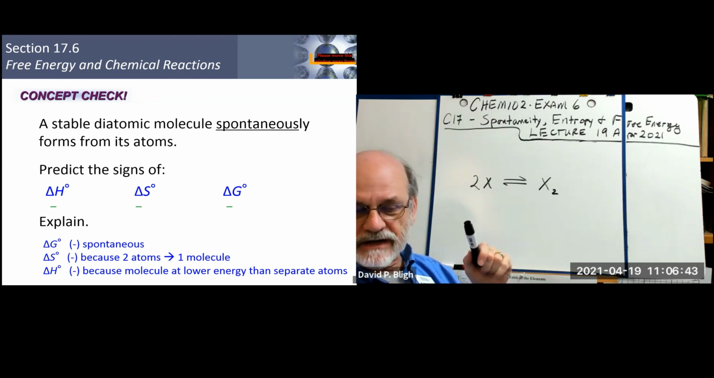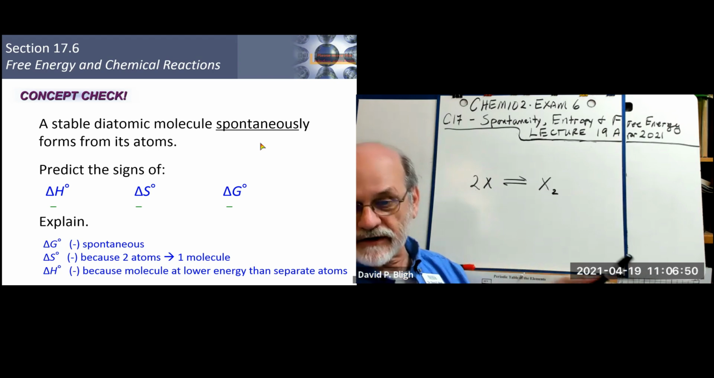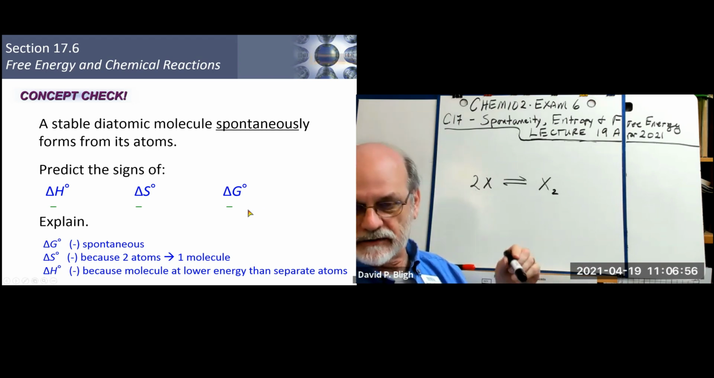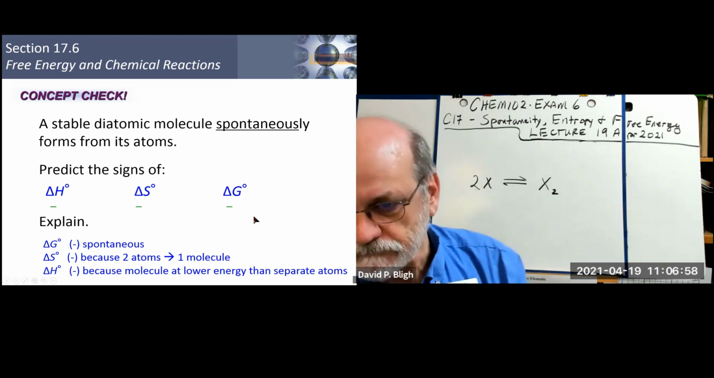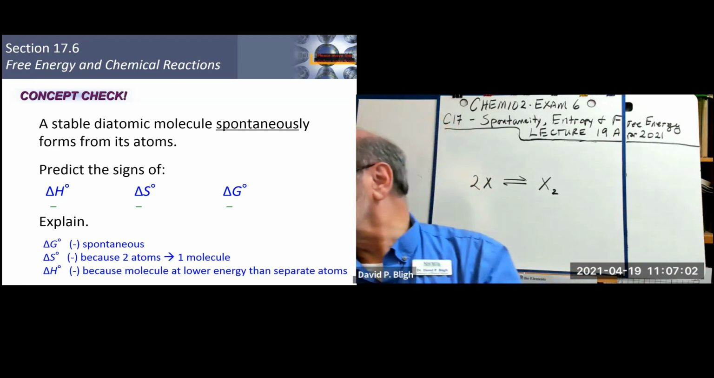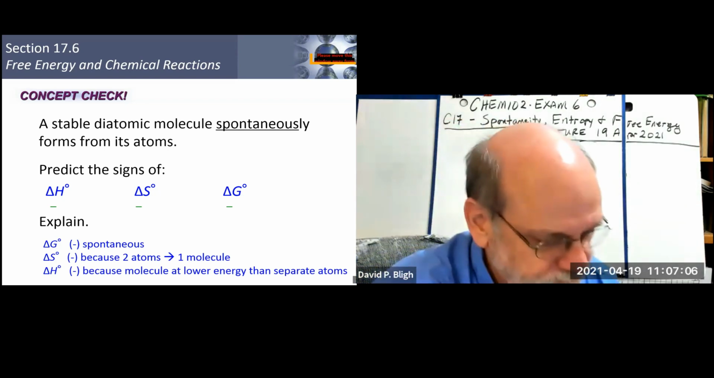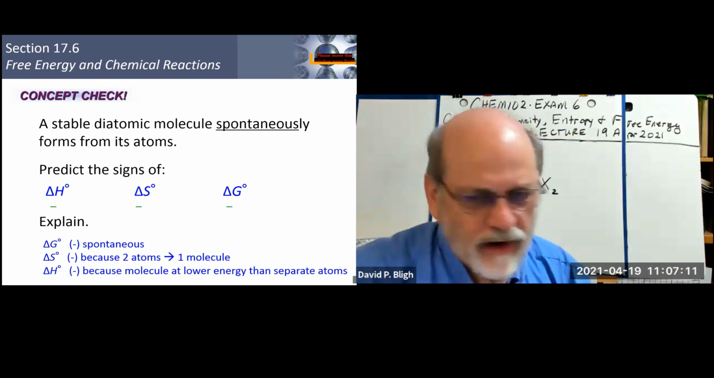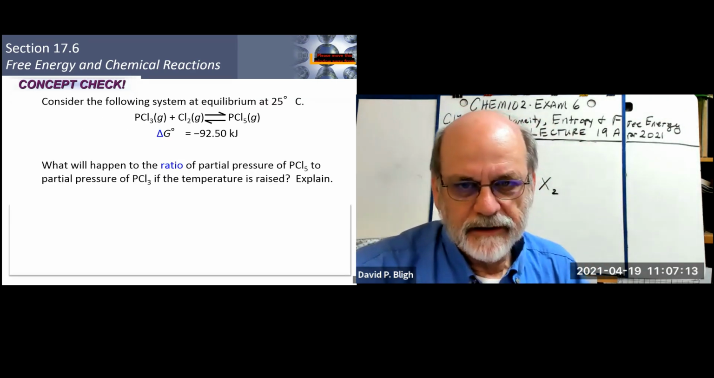And then delta G, since the process is spontaneous, we don't even have to do a calculation or know the temperature. It says it's spontaneous, so delta G has to be negative. All right, let's see. Okay, we still got time. All right, next.